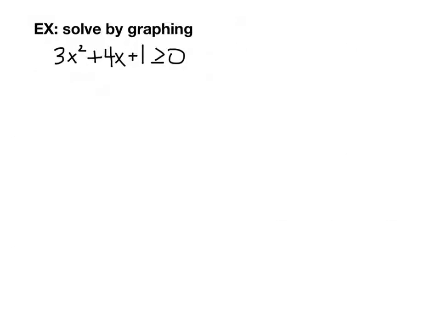To solve that, I can either factor or use the quadratic formula. This one can be factored, so let's go ahead and factor it. Let's see, 3x squared plus 4x plus 1. If I want to factor this, I'm going to have to use slide and divide because there's a number in front of x squared. The coefficient of x squared is greater than 1.